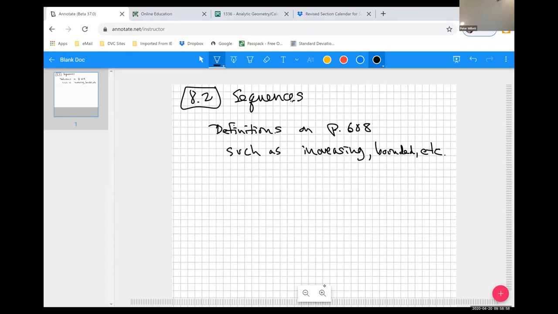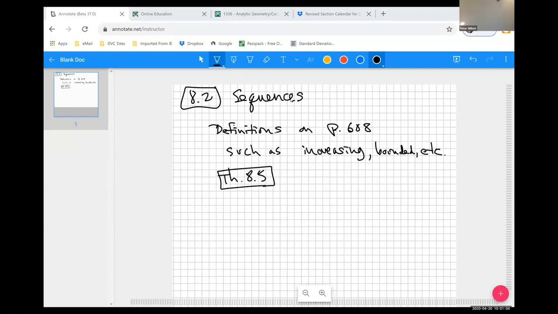So one of our big theorems that was important is 8.5. Sorry for the interruption, I am back. Life continues to get in the way for all of us.